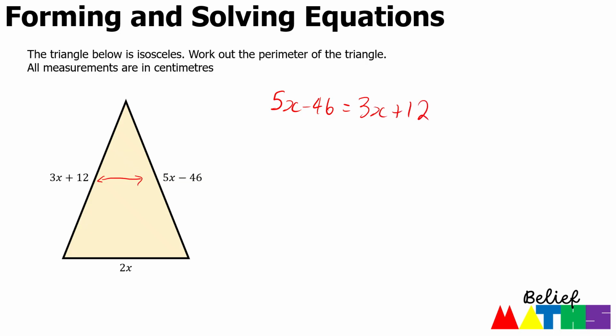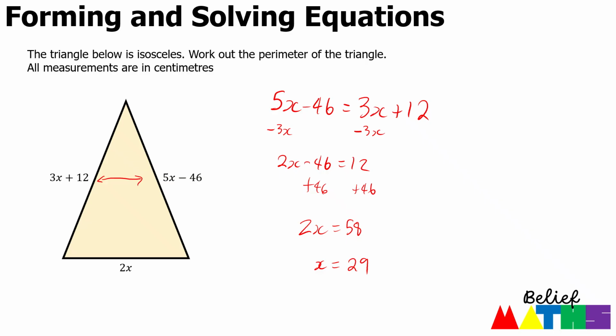We're solving an equation with an unknown on both sides, so we subtract 3x from both sides. That gives us 2x plus 46 is equal to 12. So adding now 46 to both sides, you get 2x equals 58. And then dividing by 2, x equals 29.